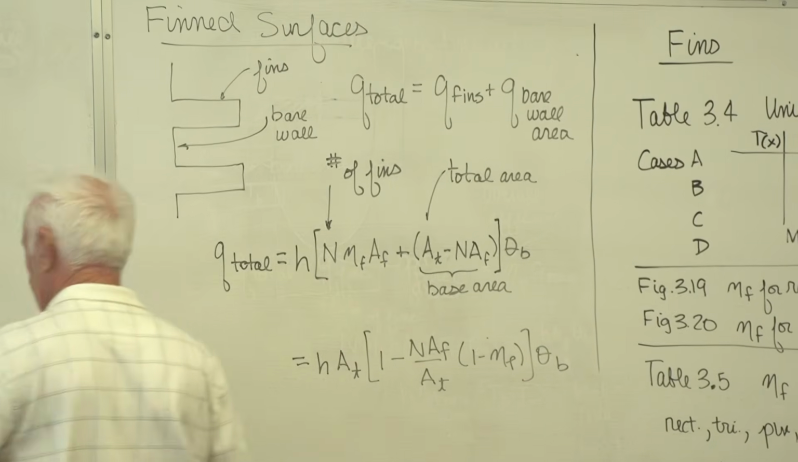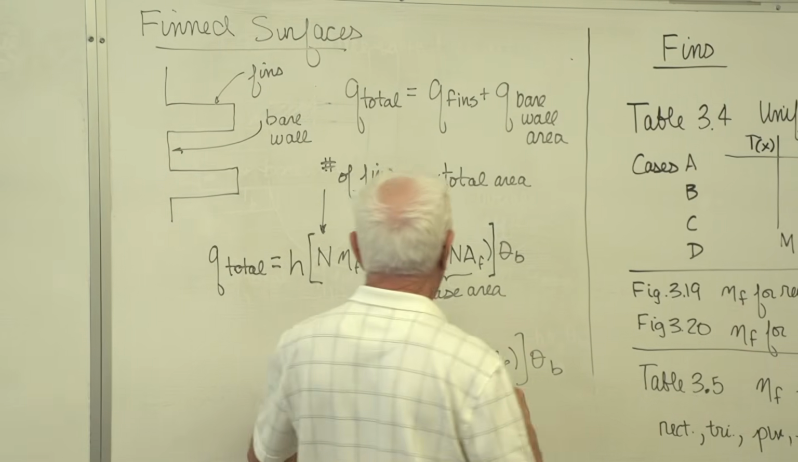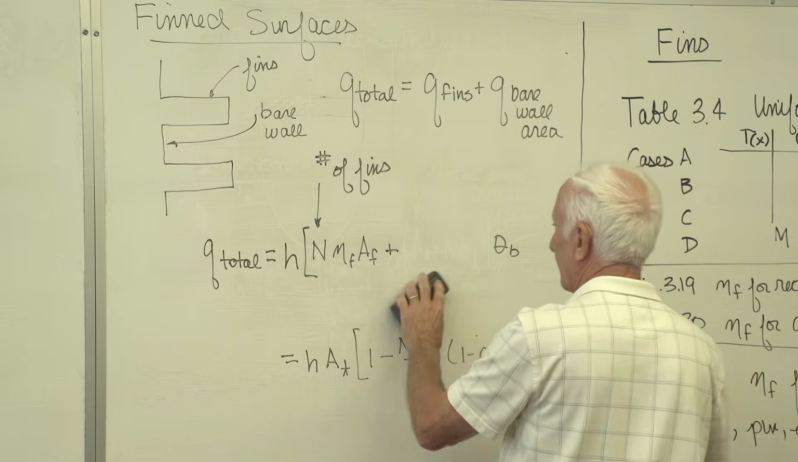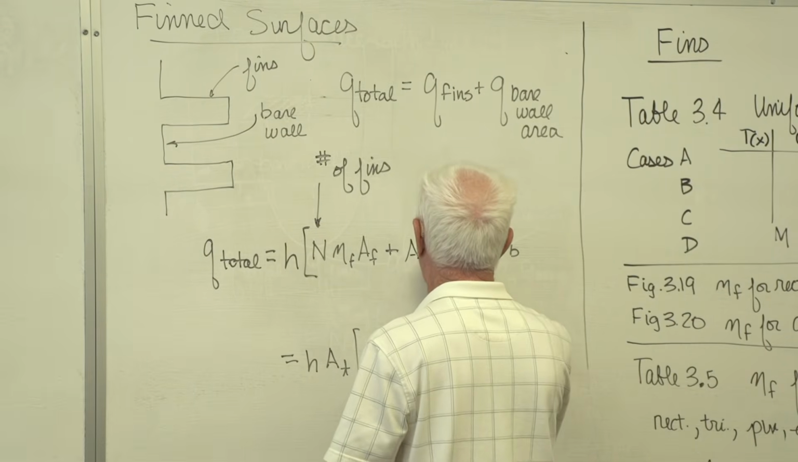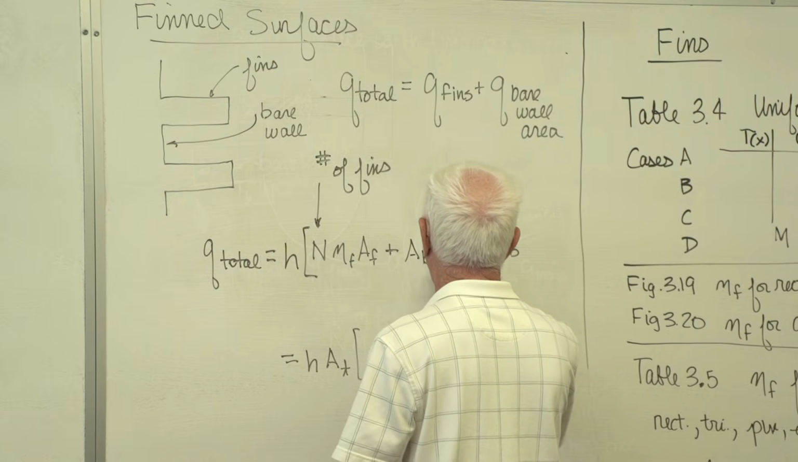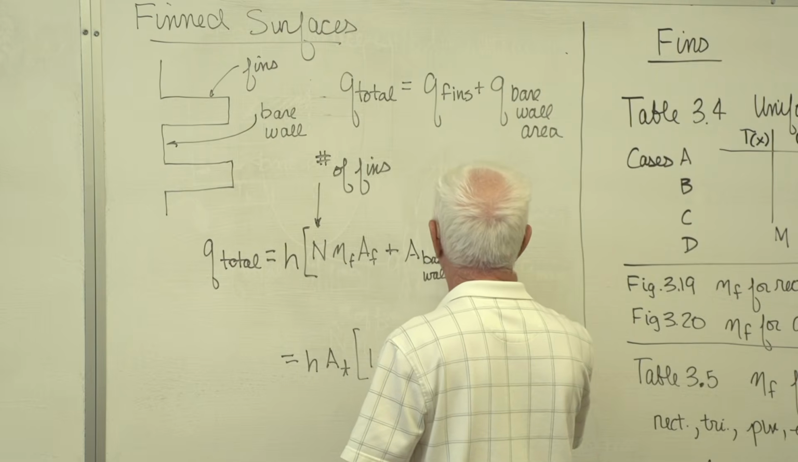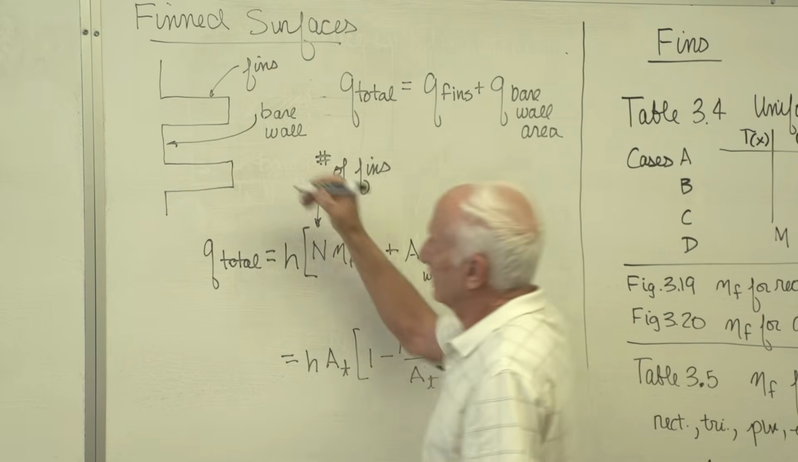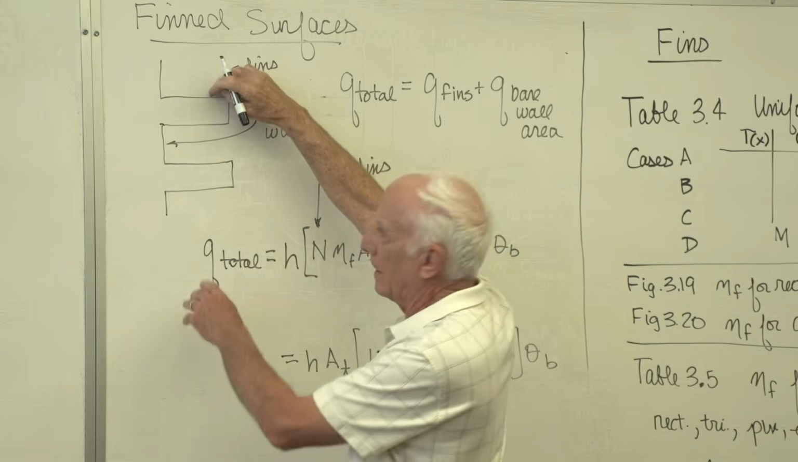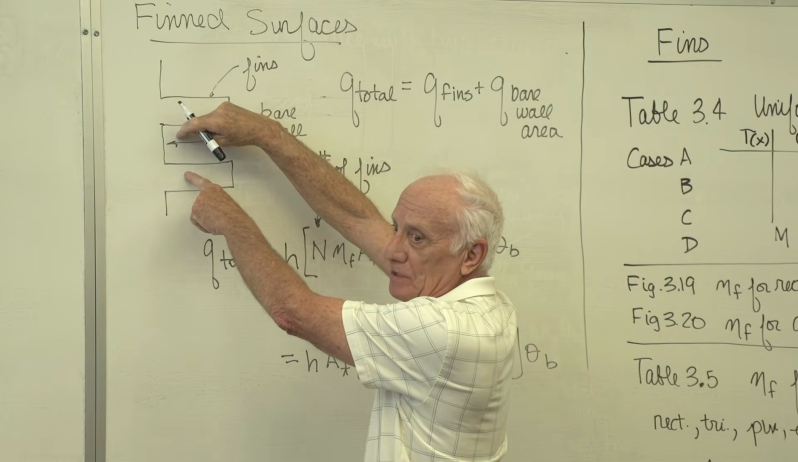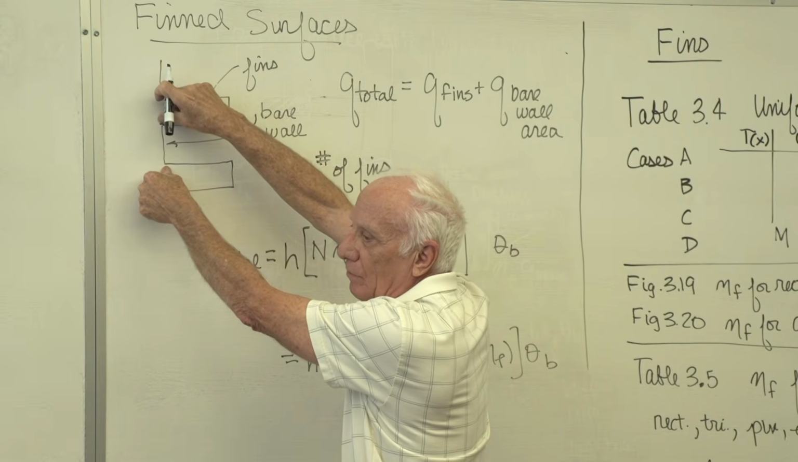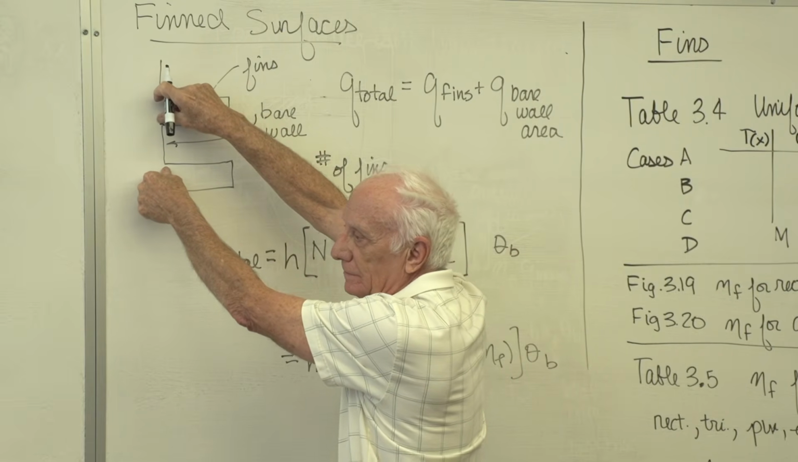Okay, I'm going to make this easier for you. I don't like that. I'm going to just call this the area of the bare wall. If there's 100 fins, there's 99 spaces between the fins. So 99 times that distance is the bare wall.